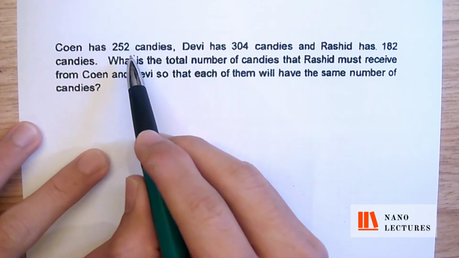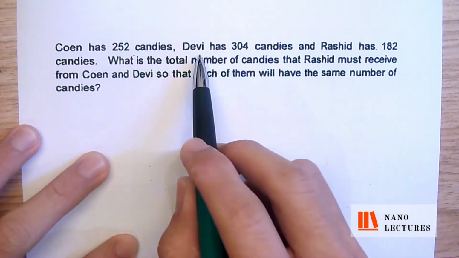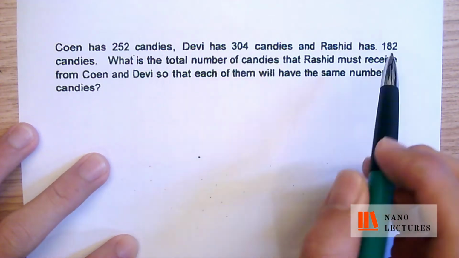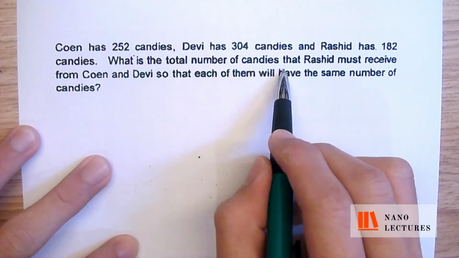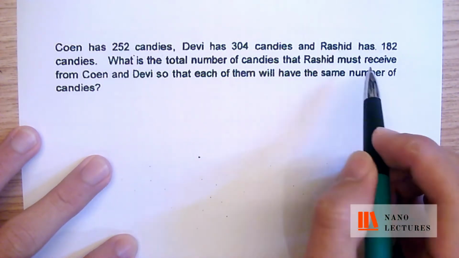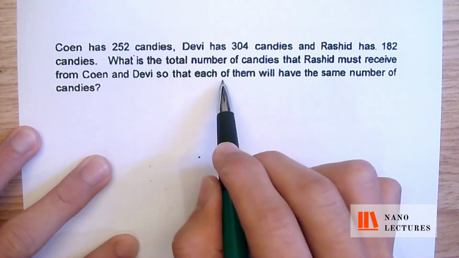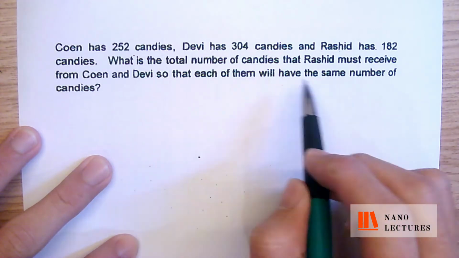Cohen has 252 candies, Devi has 304 candies, and Rashid has 182 candies. What is the total number of candies that Rashid must receive from Cohen and Devi so that each of them will have the same number of candies?